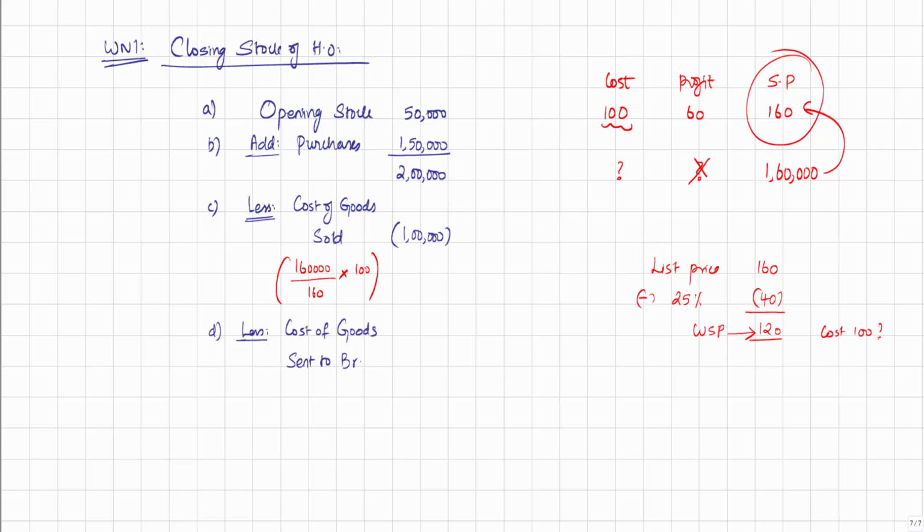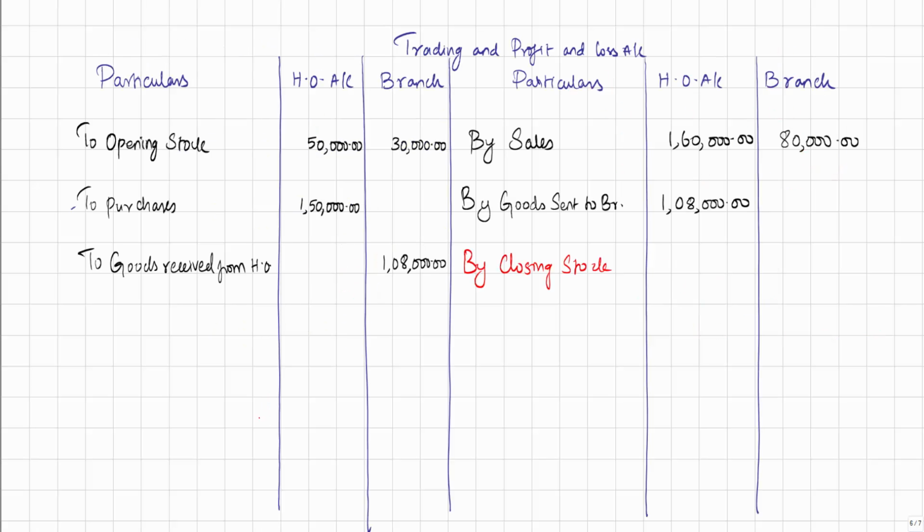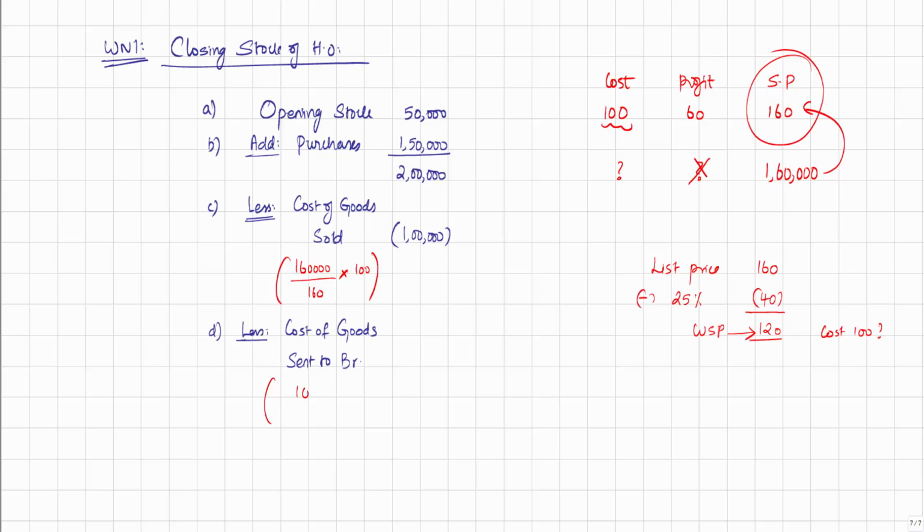So what you should do? Take the goods sent to branch. What is the value of goods sent to branch? It is 1,08,000. So take that 1,08,000 divided by 120, because that is the wholesale price, multiplied with 100 to know the cost of goods sent to branch. So 1,08,000 divided by 120 multiplied by 100, you get the value as 90,000.